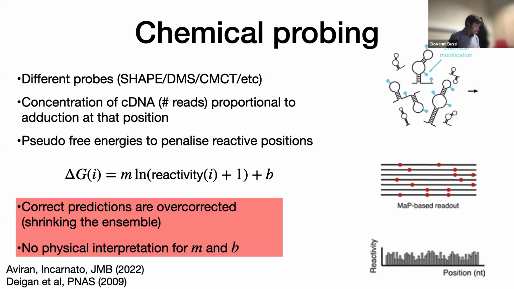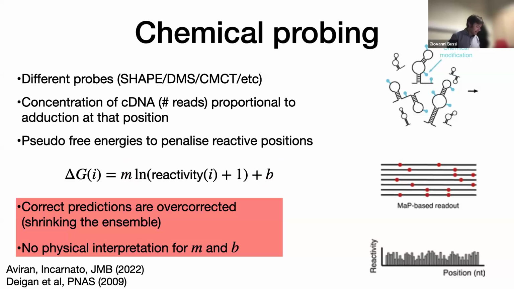Okay, so this is a very standard approach, but there are two things that I don't like very much about this idea. One is that these two parameters, M and B, have no physical interpretation at all. At the beginning, the idea was that this M should be kBT. No, it's not. It's just fitted on experimental data. And I think there is no clear interpretation.